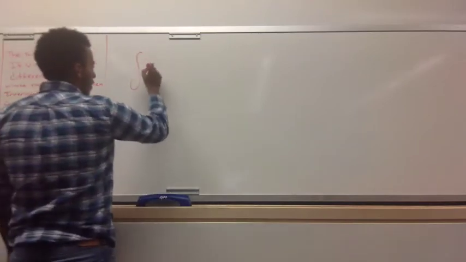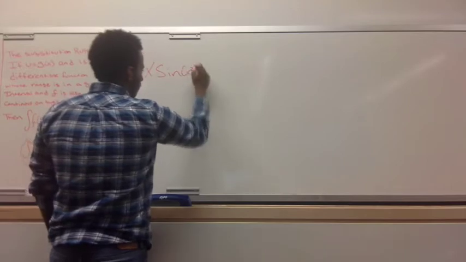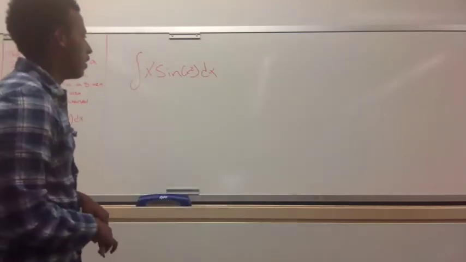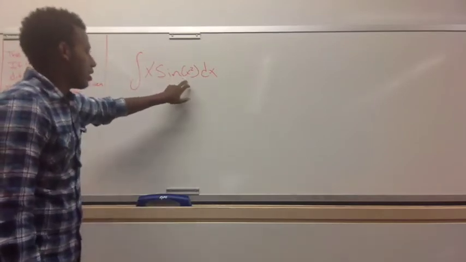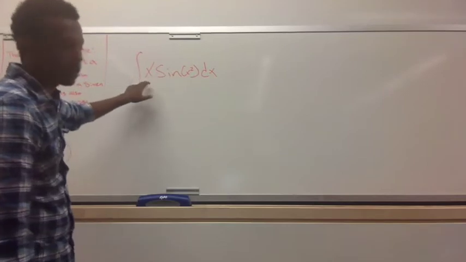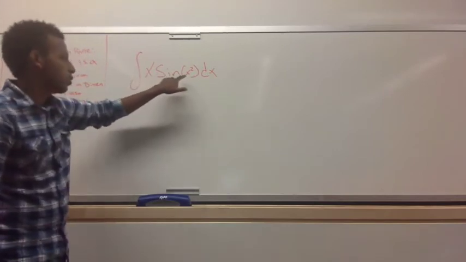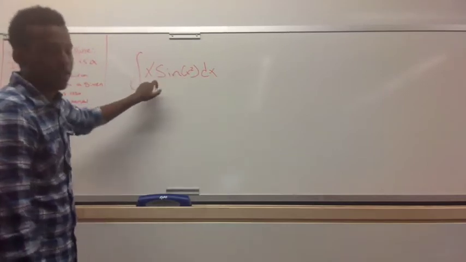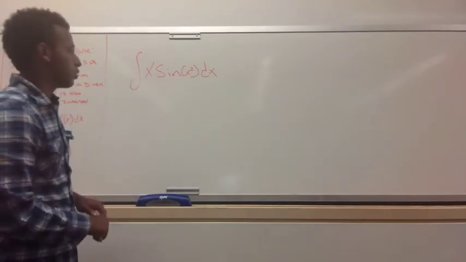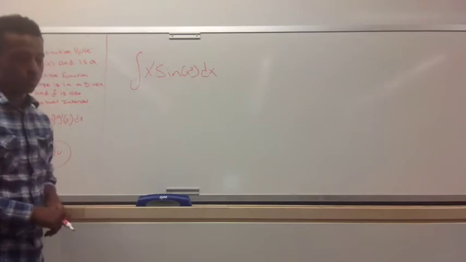The example we're going to be doing is the integral of x sine of x squared dx. As I've stated, if you have a function and the derivative of that function is within the integral, which it is in this case, we have x squared and we have x, which is the derivative of x squared up to a constant. Once you take the derivative, we can do the u substitution.